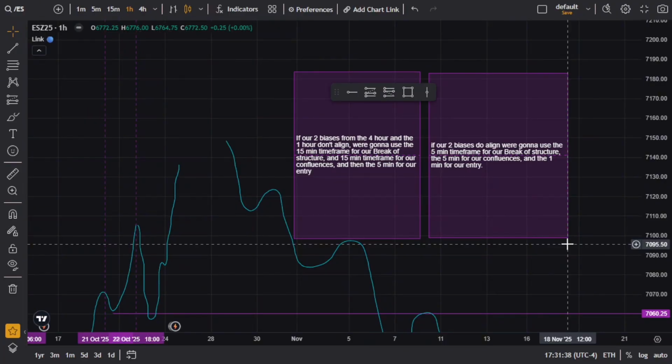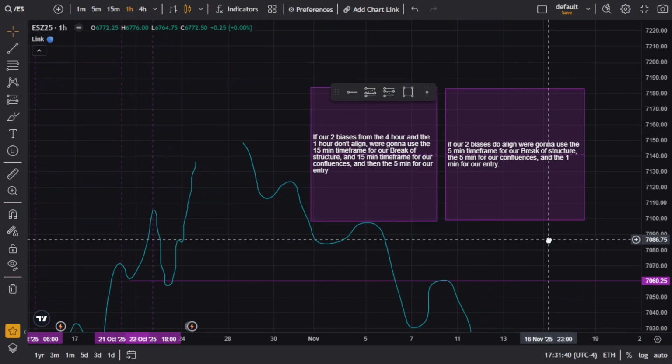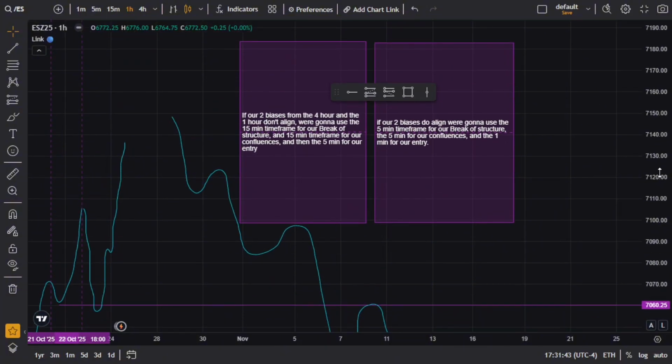And if you don't understand some of these terms, look it up. Go do some research on those. I'll break those down in different videos because it's kind of a lot to break down in one video.